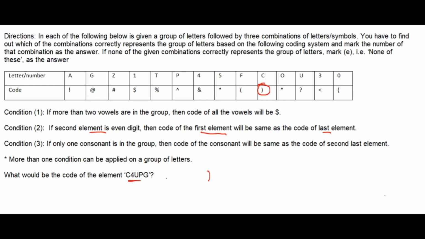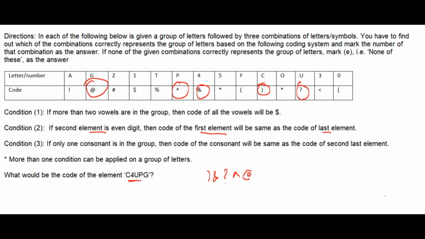Okay, so first of all, just write all the codes. 4 will be represented by this symbol, ampersand. Okay, now U will be represented by the question mark. Okay, now P will be represented by this symbol. Now G will be represented by this symbol, at the rate.